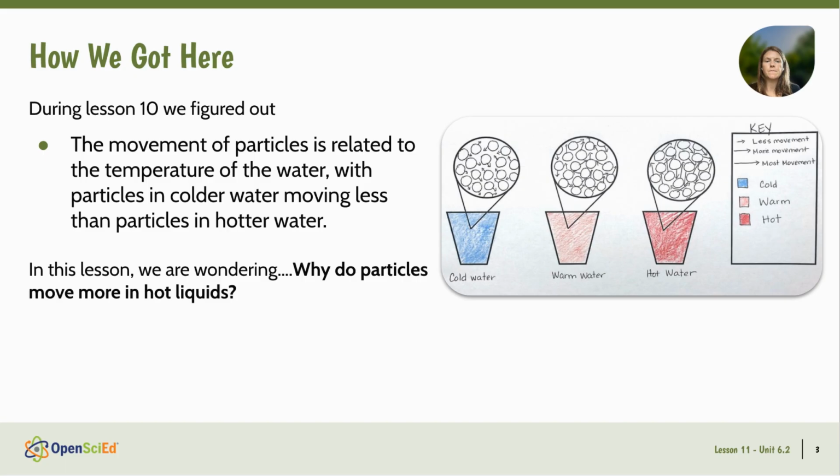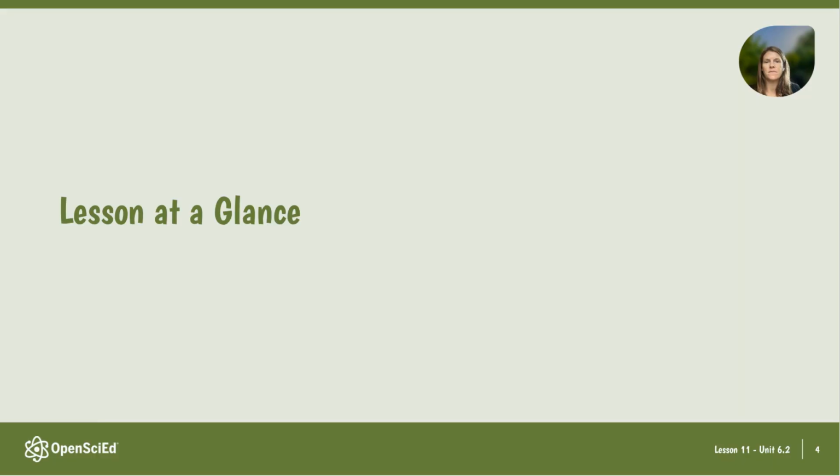How we got here. In Lesson 10, we figured out that the movement of particles is related to the temperature of the water, with particles in colder water moving less than particles in hotter water. So in this lesson, we're wondering why? Why do particles move more in hot liquids?